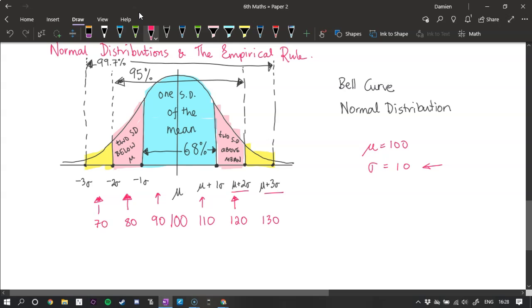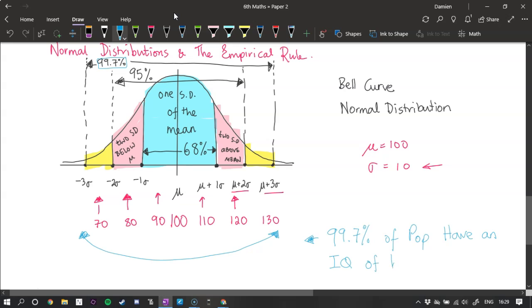By filling in these numbers, what you're basically saying is if you go between 3 standard deviations all the way over to plus 3 standard deviations, that means 99.7% of the population. Now, where am I getting that from? I'm getting that from up the top here, which is between the points on the far left and the far right. So 99% of the population have an IQ of between 70 and 130.